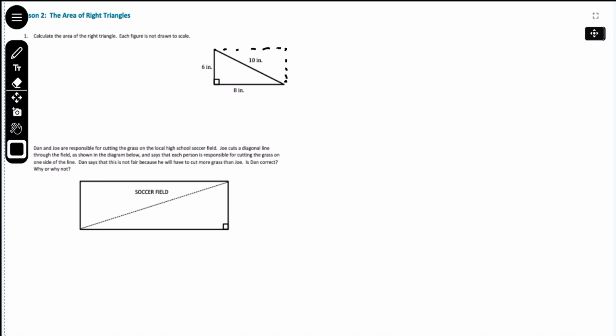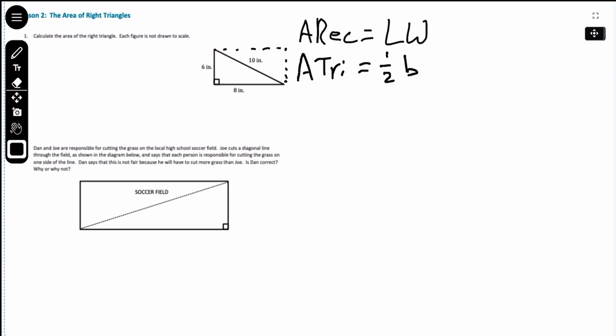So let's talk about the area of a rectangle. Area of a rectangle is equal to length times width. We know that. Now the area of a triangle is equal to half the base times the height. I don't want you to necessarily think that you have to take the base and half it. That's not actually what that is saying. That's just saying we take the base and the height and we half whatever that is.